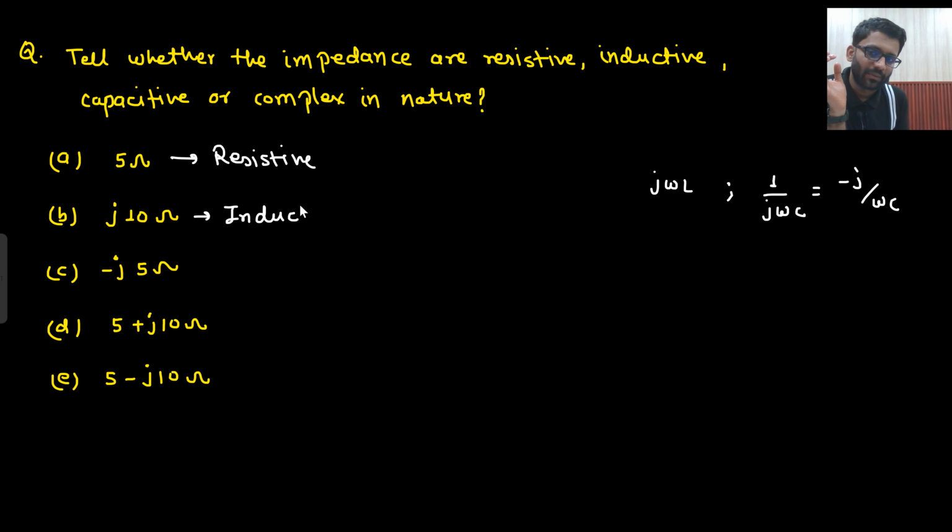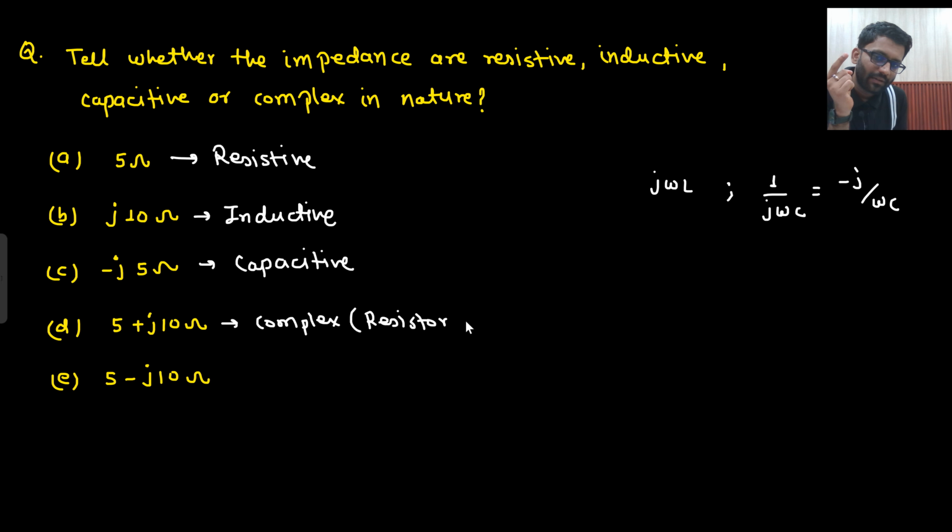So this is your inductive, because omega L and 1 by omega C values will be positive only. So if minus j is there, it is capacitive. This is complex. But in complex, what is it? Resistor plus inductor, right? And this is also complex, resistor plus capacitor.